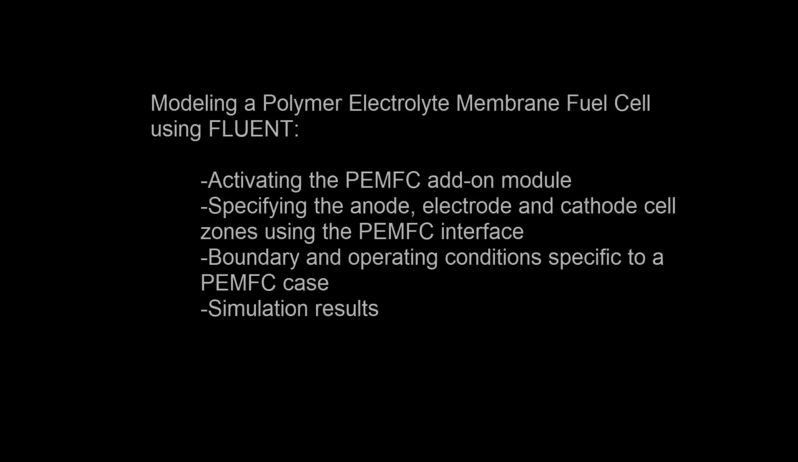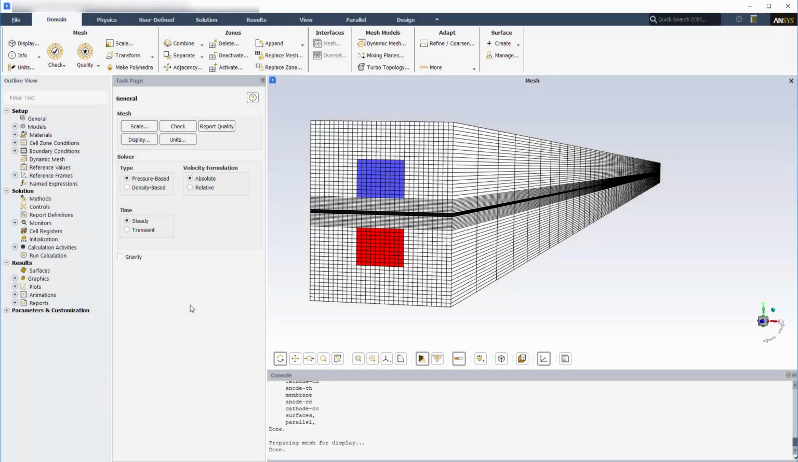In this demonstration, you'll learn how to set up a simulation describing a polymer electrolyte membrane fuel cell using ANSYS Fluent in conjunction with the PEMFC add-on. At this point, I have loaded a mesh describing the fuel cell into Fluent. Now I need to enable the PEMFC add-on module.